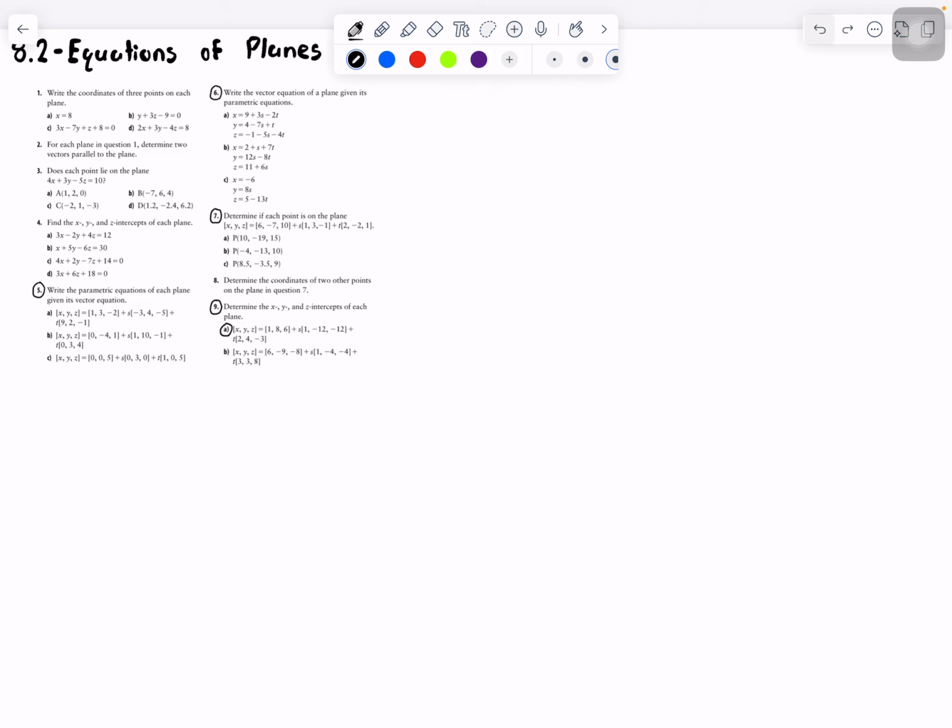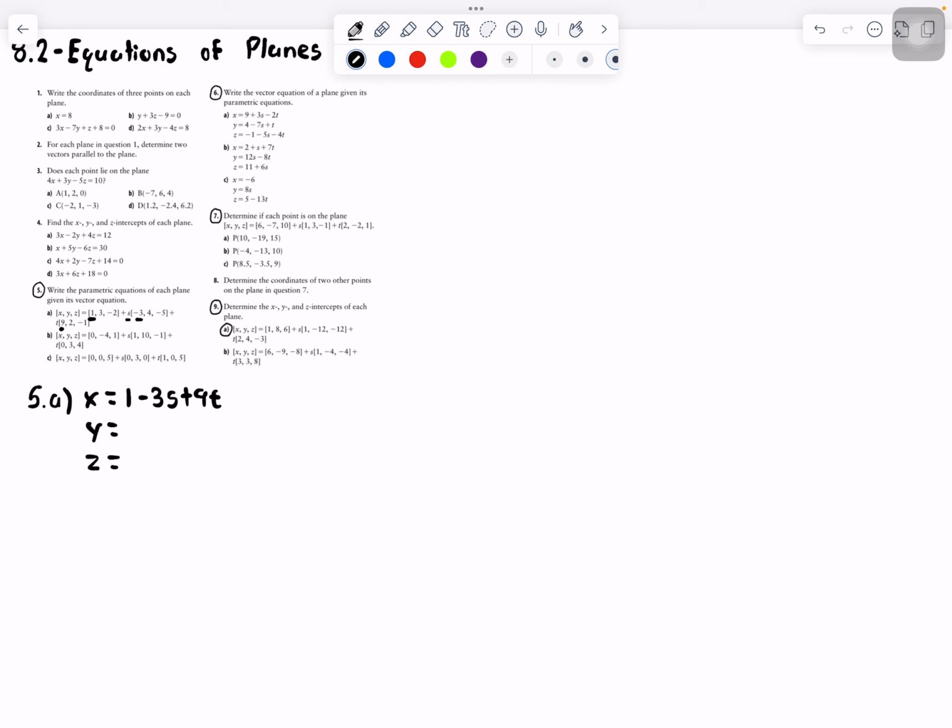Maybe I should do it over here actually. Okay, so I need an x, y, and a z. And now I can just read it off from the given vector equations. So it's going to be 1 plus, or I guess I should do minus 3s plus 9t. I'm just reading it off, the components.